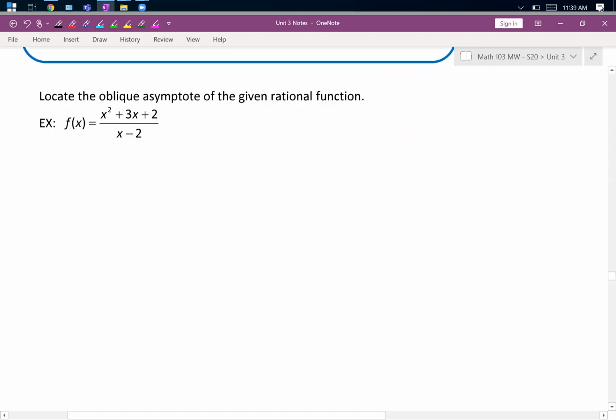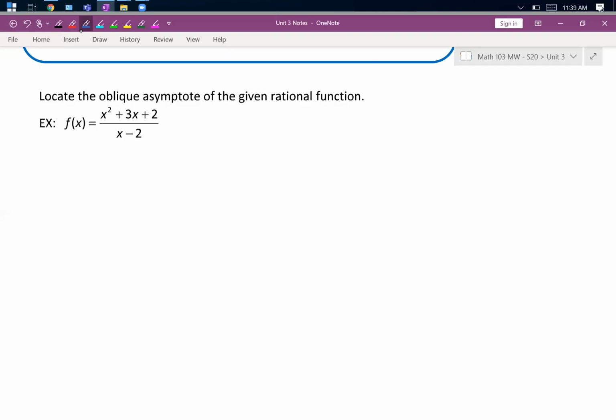So let's find our oblique asymptote. Now, the question's all going to be mixed up. It's not going to say find the oblique asymptote. So what we're looking for is, is the degree of the numerator 1 larger than the degree of the denominator? It is. So we can find our oblique asymptote by dividing.